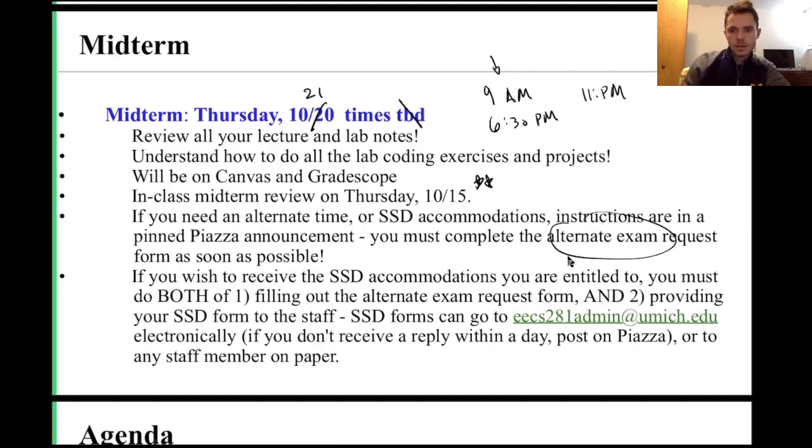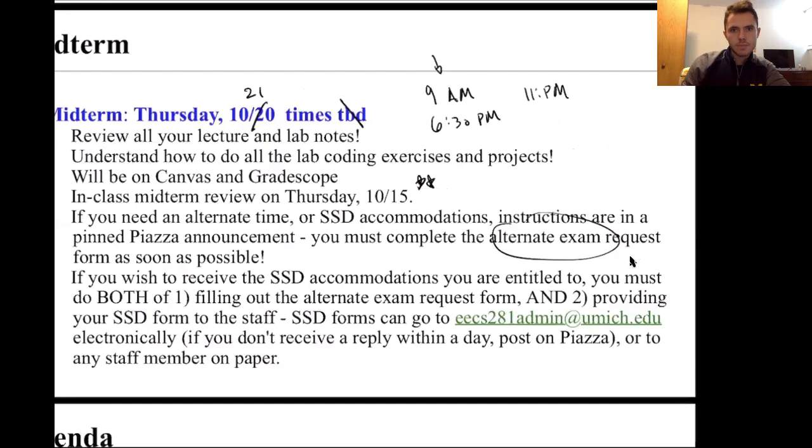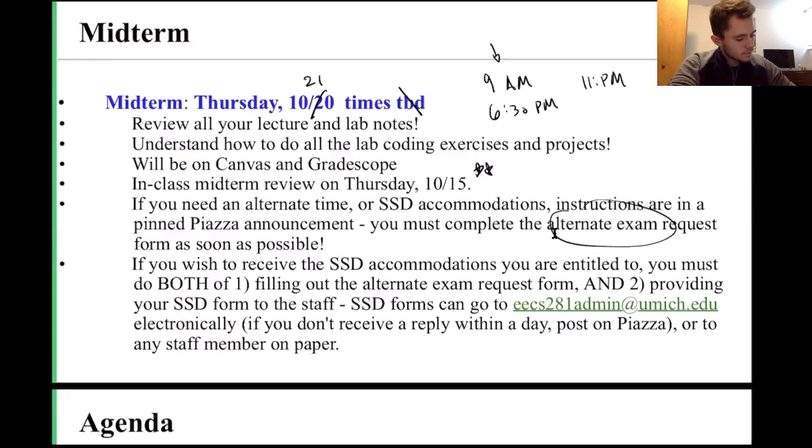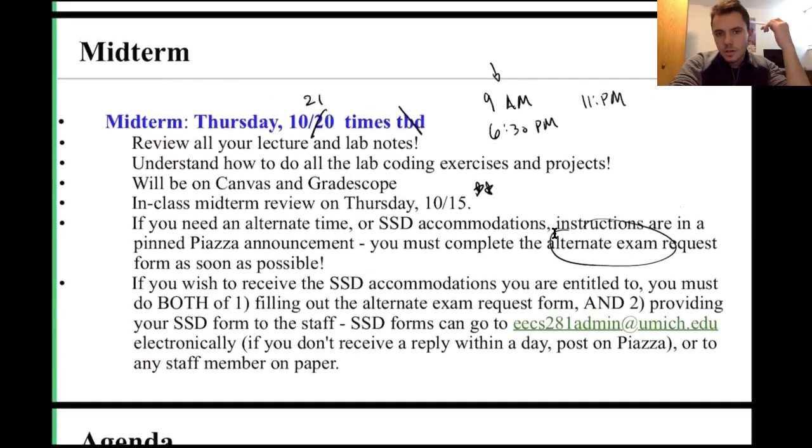Is this the last lab before the midterm? I believe so. Don't quote me on that, but if you check the schedule, we usually don't have labs the week of the midterm. So I think that this will be the last lab before the midterm. Any other questions? Yeah, it is. Thanks for that confirmation there.